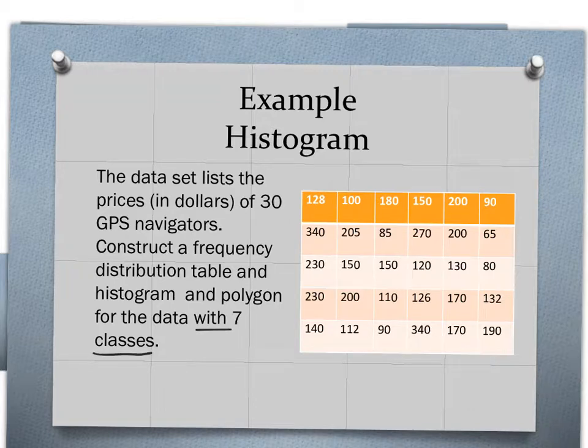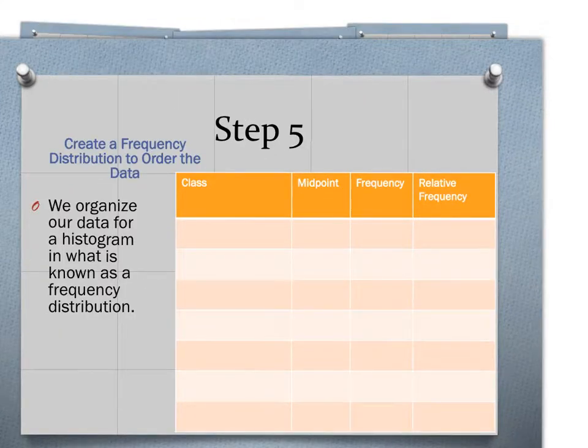When we talk about a histogram, we're going to make these tables. Here's what a histogram table or frequency table will look like. Notice the top categories are the class, midpoint, frequency, and relative frequency. The following steps will show you how to calculate each one of these values and fill in this table.